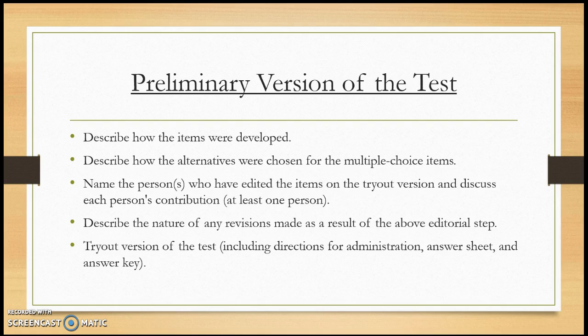And then the preliminary version of the test. Describe how the items were developed, going through that process. Was it a team? Was it you giving it to another colleague and they looked over them? How were the alternatives chosen for multiple choice items? Are they viable items that could actually be chosen, or are they so out in left field that nobody's going to pick them? Name the people who have edited the items.